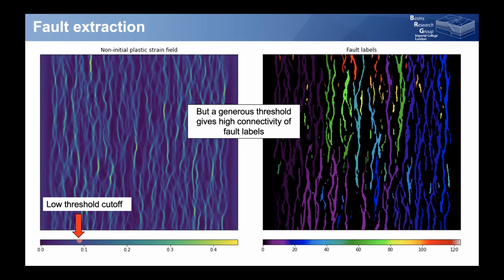And what we found is if you use a generous threshold, there's just too much connectivity. So say here, this is all labeled as one fault. So if you're looking to extract properties such as the length, then you can't really do that here.